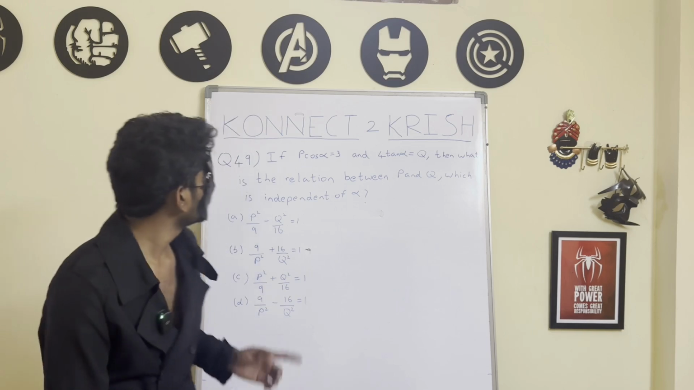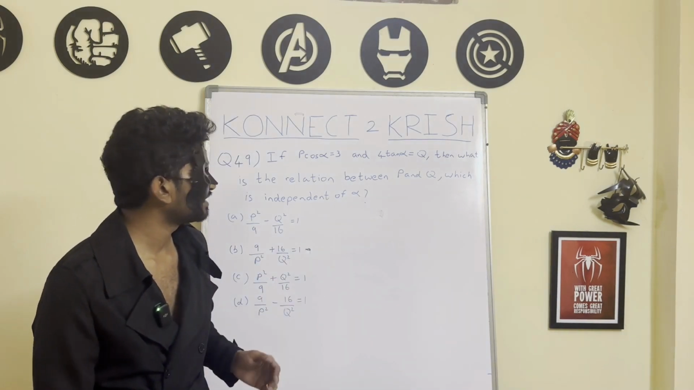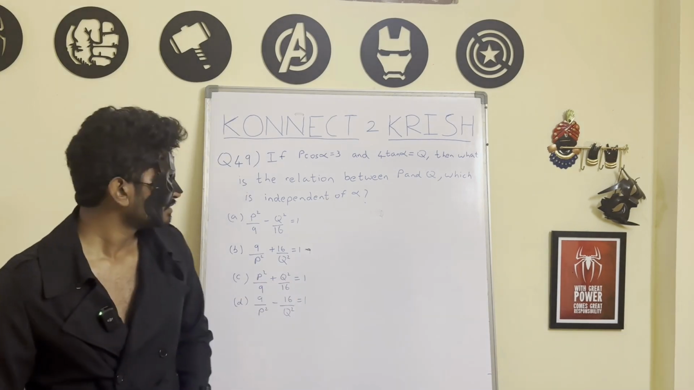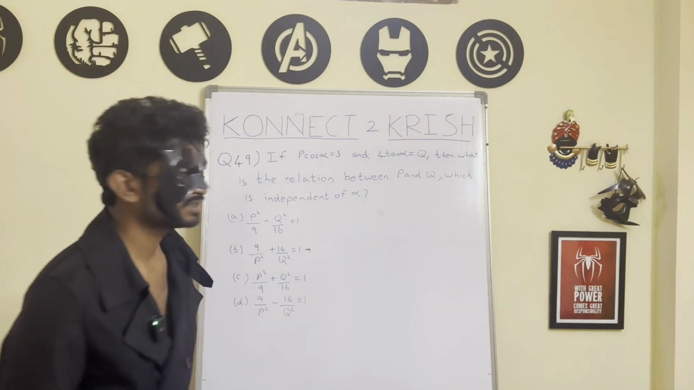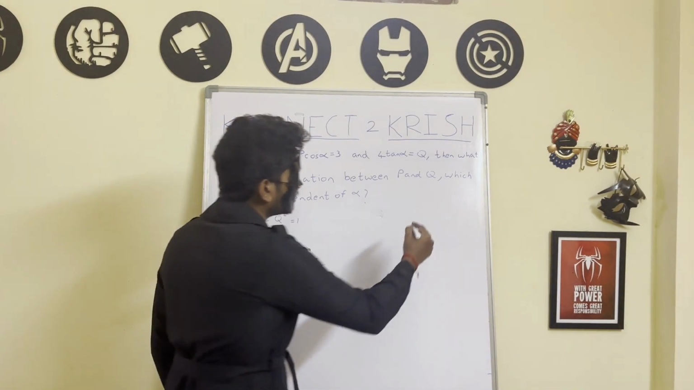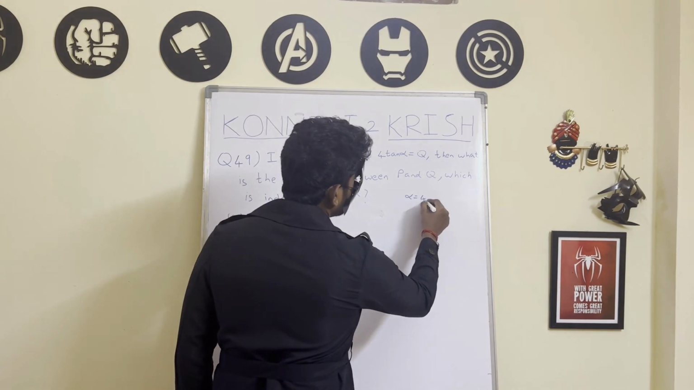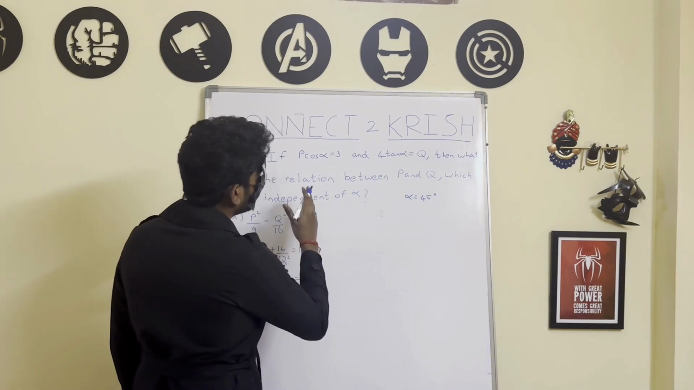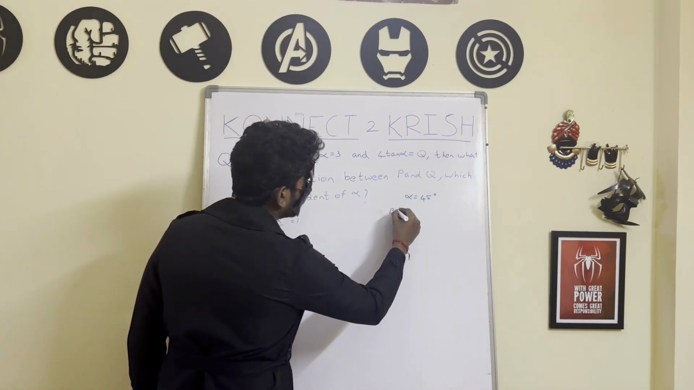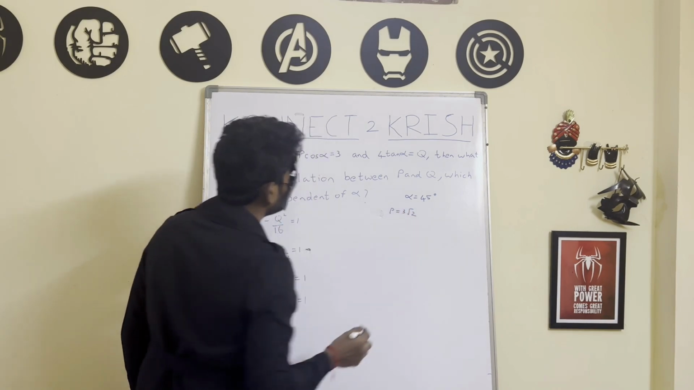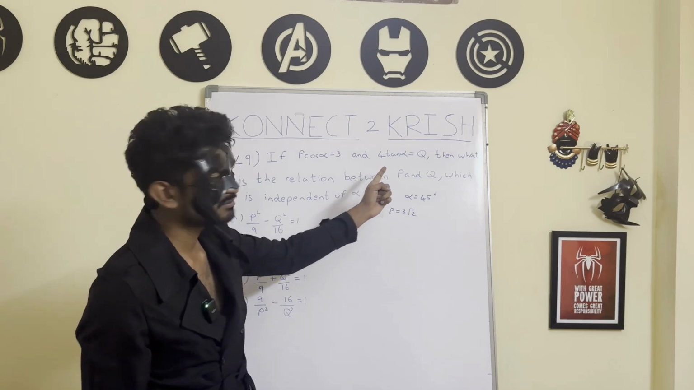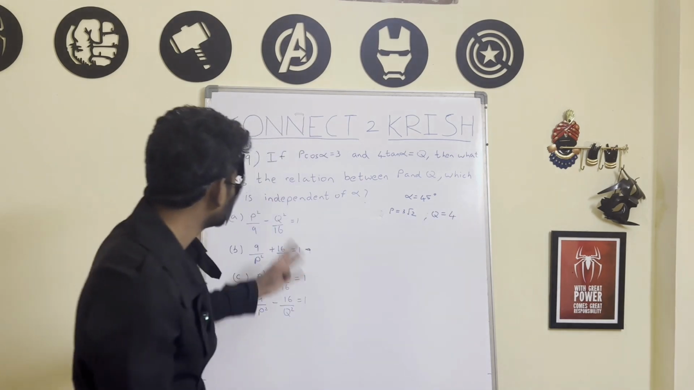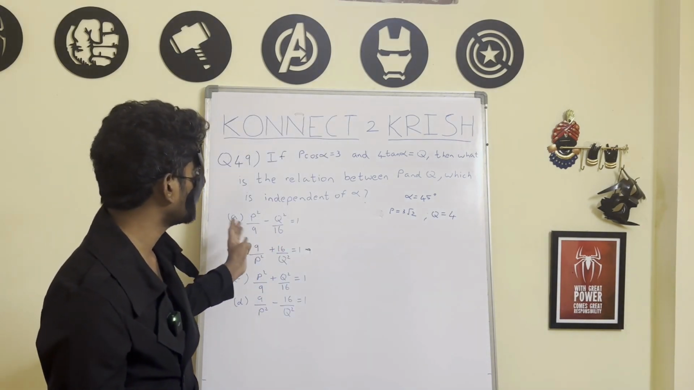So superhumans, the next question is, if P cos alpha is equal to 3 and 4 tan alpha is equal to Q, then what is the relation between P and Q which is independent of alpha? This question you can solve by two methods. The first method is you can assume alpha is, say, 45 degrees. Then what will be cos alpha? Cos 45 will be 1 by root 2. So P will be nothing but 3 root 2. Tan 45 is nothing but 1. So Q will be 4. Now substitute in the equations. Whichever satisfies this will be the answer.